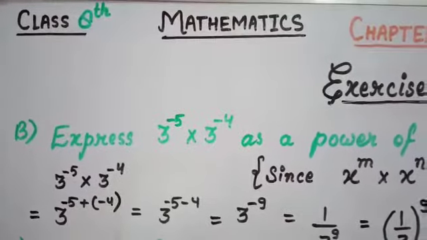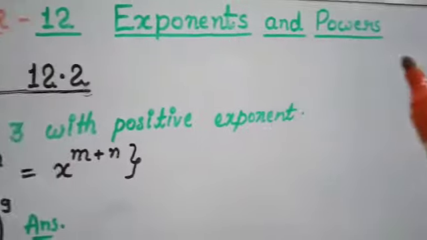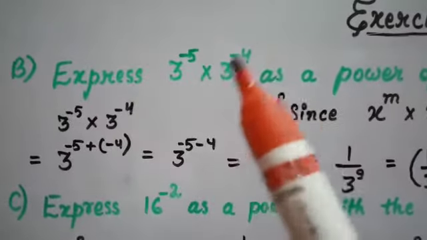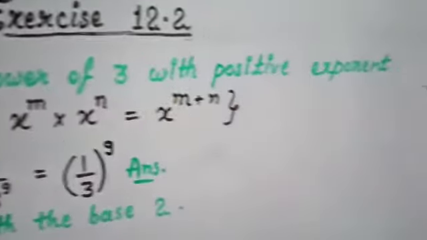Good morning, class 8th. Today we will solve exercise 12.2 of chapter 12, exponents and powers, in which question B is: express 3 to the power of minus 5 into 3 to the power of minus 4 as a power of 3 with positive exponent.